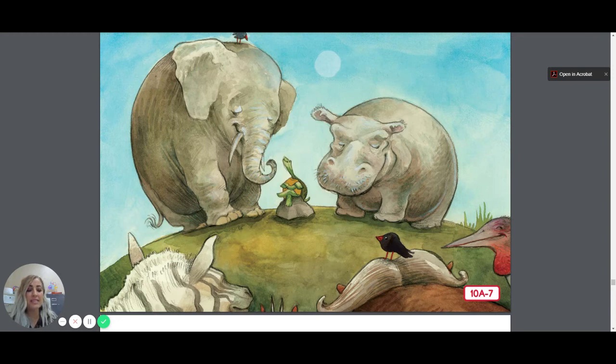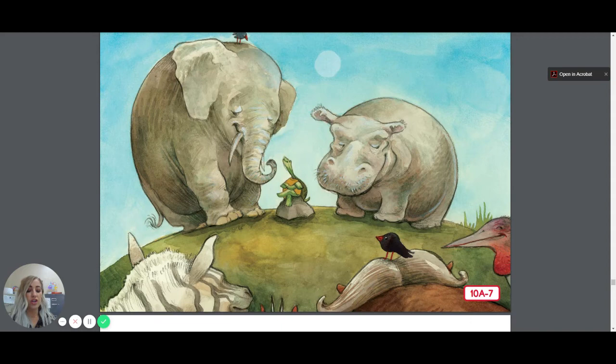Why do hippopotamus and elephant think turtle can't be friends with them? Do they think he can? Why or why not? Tell someone you're sitting by. They think turtle is much smaller and too small to be friends with such big animals, right?